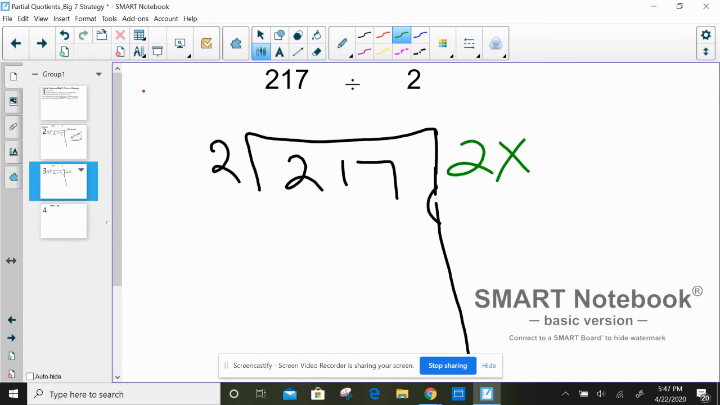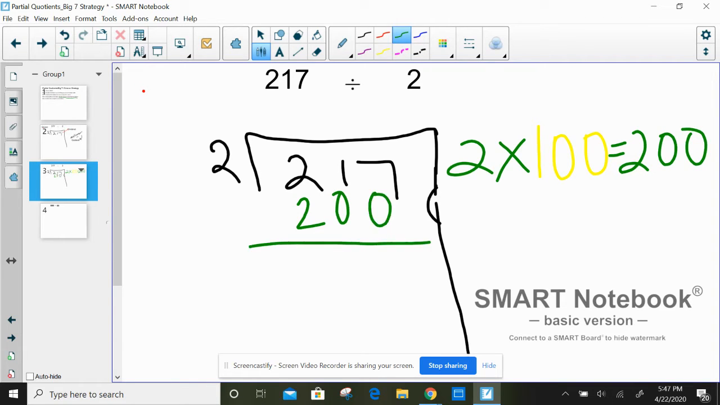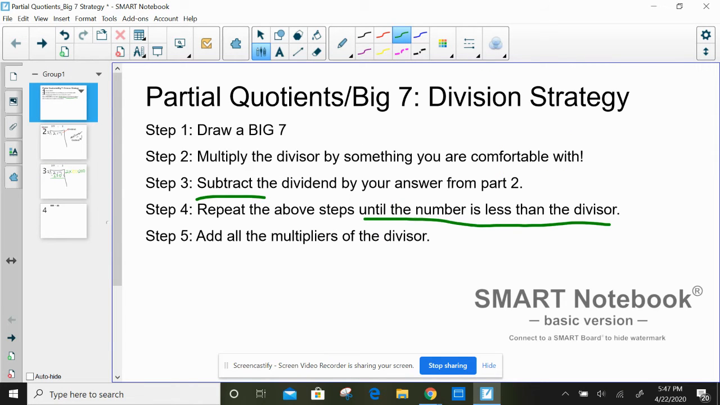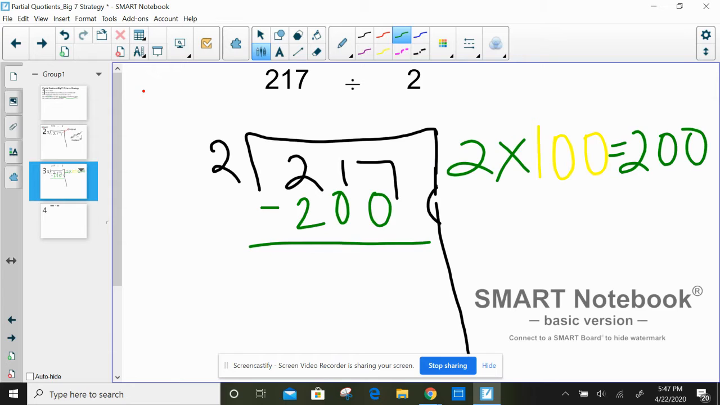So I know that 2 times 100 will give me 200. That really breaks this down, right? So 2 times 100 gives me 200. So then 200 goes down here, okay? Then you subtract the dividend by your answer from part 2, okay? So 7 minus 0 is 7. 1 minus 0 is 1, and 2 minus 2 is 0, okay? So now we have 17.